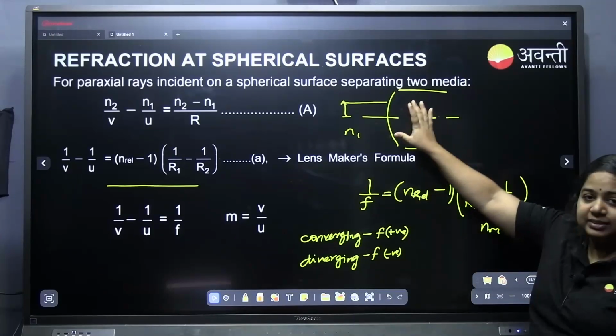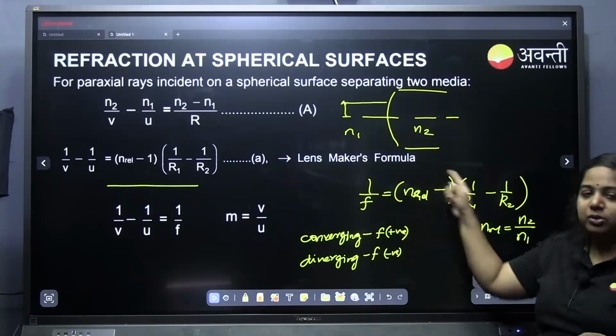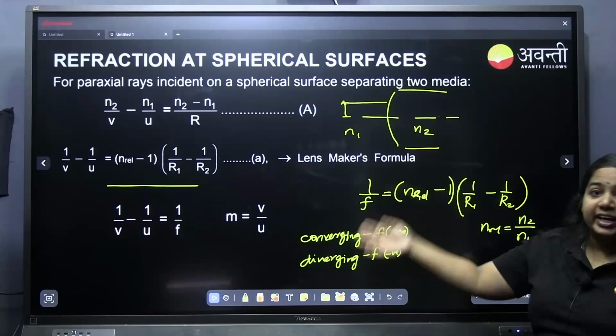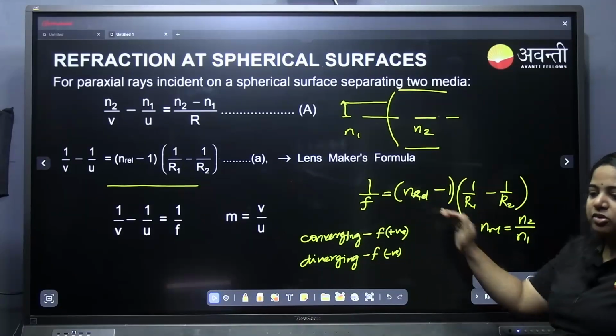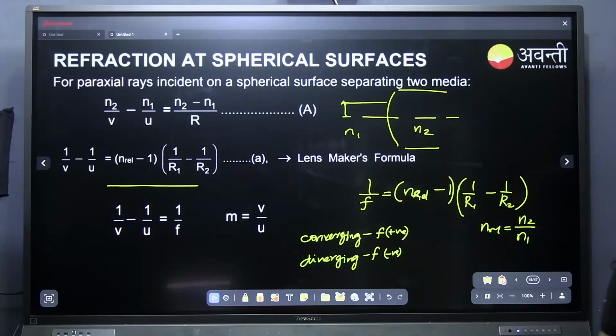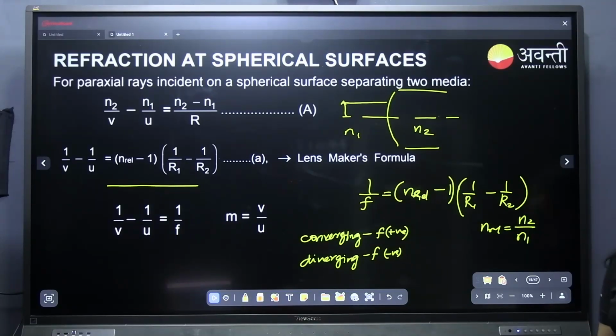Here, if the lens has a denser medium than the surrounding, this will be positive. If the lens has a rarer medium than the surrounding, this will be a negative value. So based on that, you should be able to say whether it is a converging or diverging lens. Is that clear? Is it clear for all? Okay, I hope you understood, so we can move on.